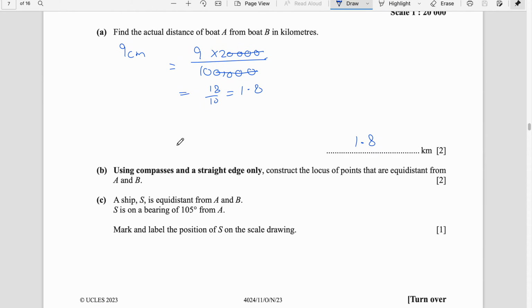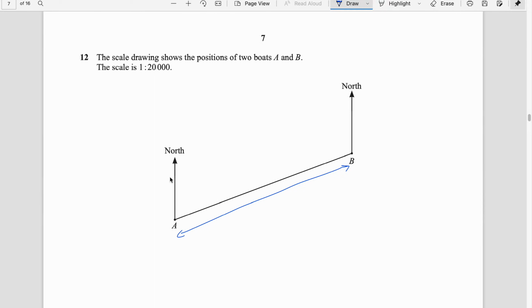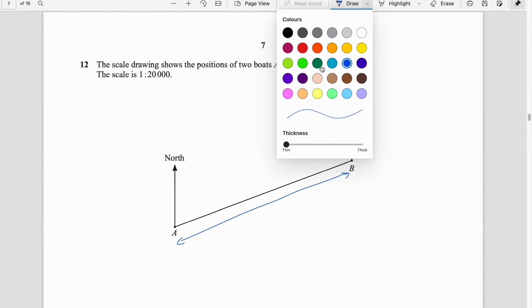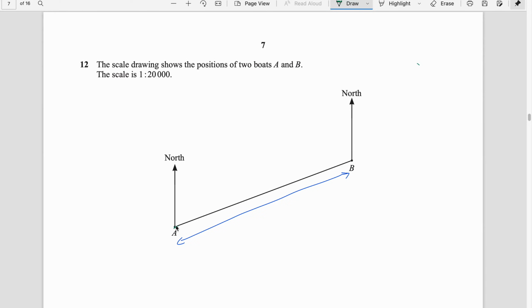B part says using compass and straight edge only construct the locus of points that are equidistant from A and B. So equidistant from A and B, perpendicular bisector. Place the needle here, open your compass more than half, draw these two arcs, place the needle on the other side, draw these two arcs and draw a line passing through them, and this should look like this on both the ends.